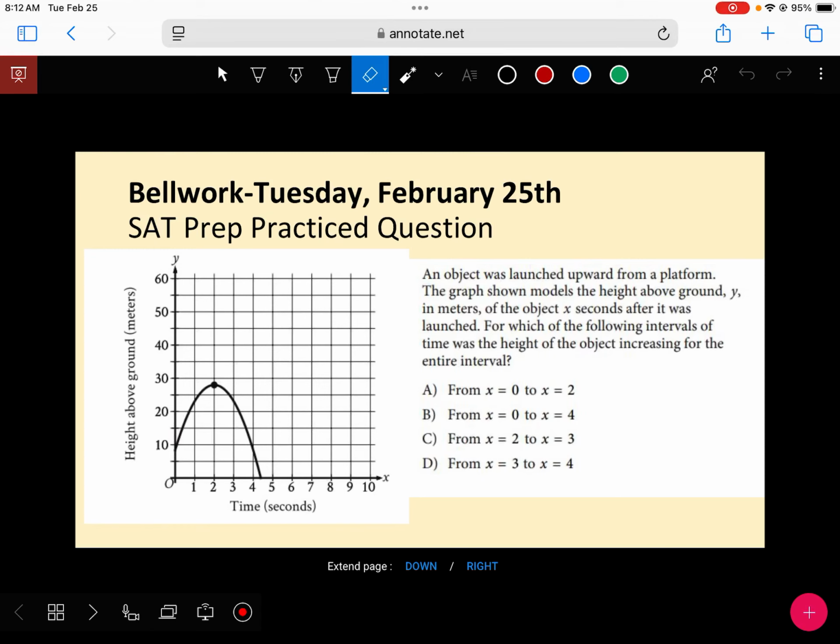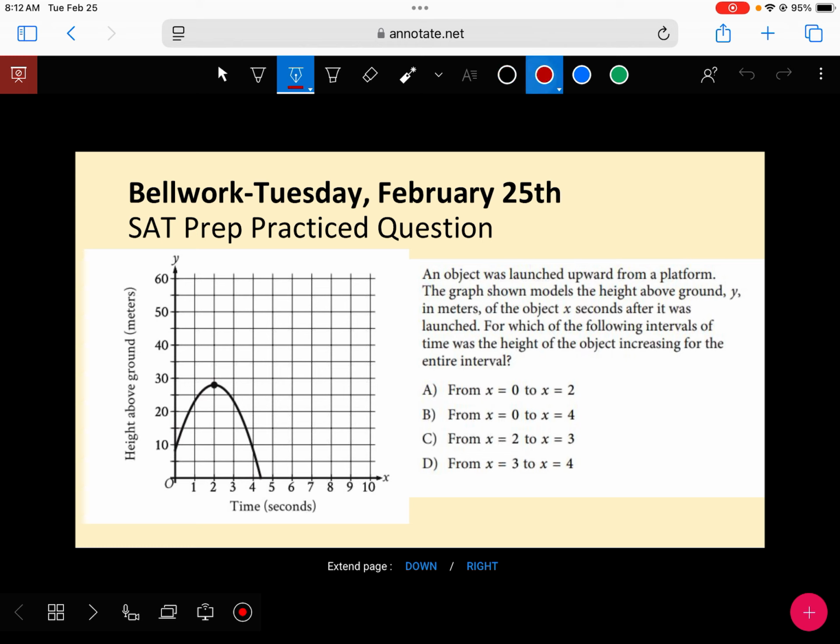All right, so it says an object was launched upward from a platform. So this graph is showing the range of motion for this object. It was launched up and then it fell back down. So it says the graph shows the height above ground in meters of the object X seconds after it was launched. For which of the following intervals of time was the height of the object increasing?